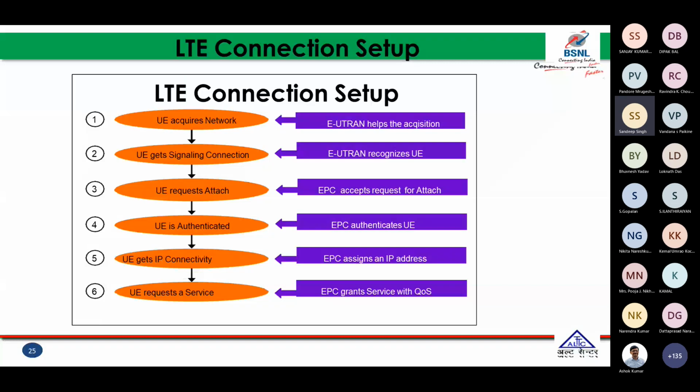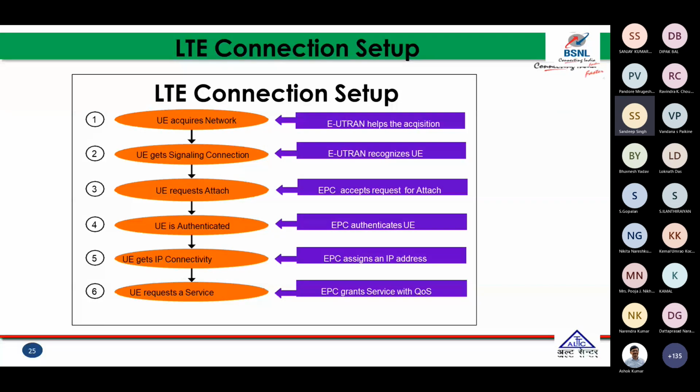Similarly, the UE acquires the network. I have just discussed downlink synchronization, then uplink synchronization. The second step is the signaling connection between them, RRC connection setup between the UE and the eNodeB. The third step is the UE request for attach. Attach is similar to the registration request in 5G.